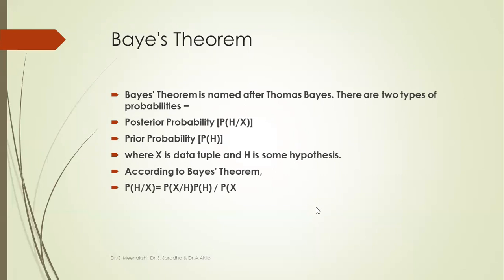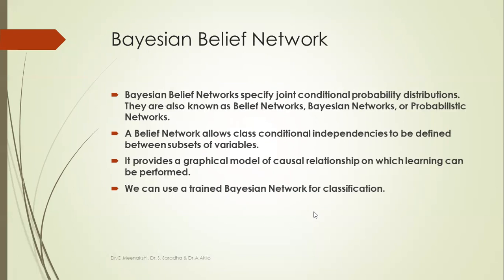One is called the posterior probability, and one is called the prior probability. The posterior probability is represented by P(H|X), and the prior probability is given by P(H), where X represents the data tuple and H is some hypothesis. According to the Bayes theorem, P(H|X) is equal to P(X|H) P(H) divided by P(X). So this is what is called the Bayes theorem.